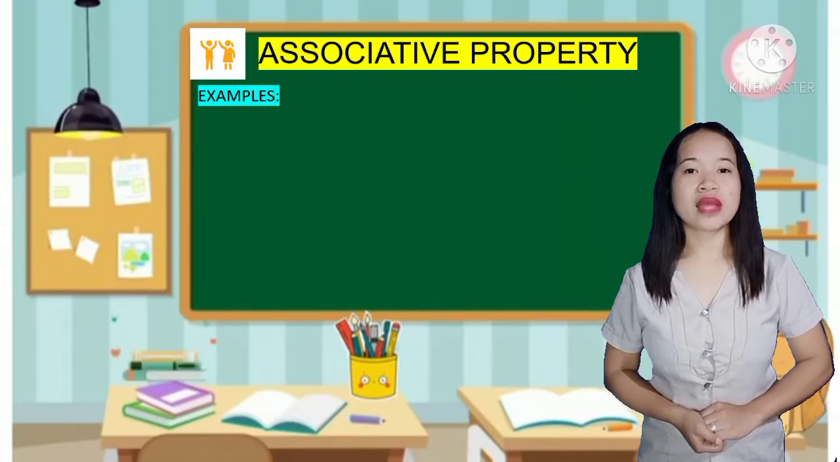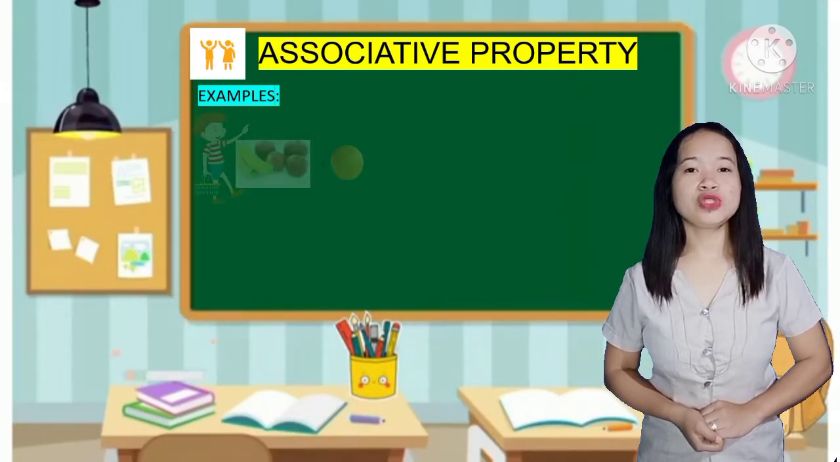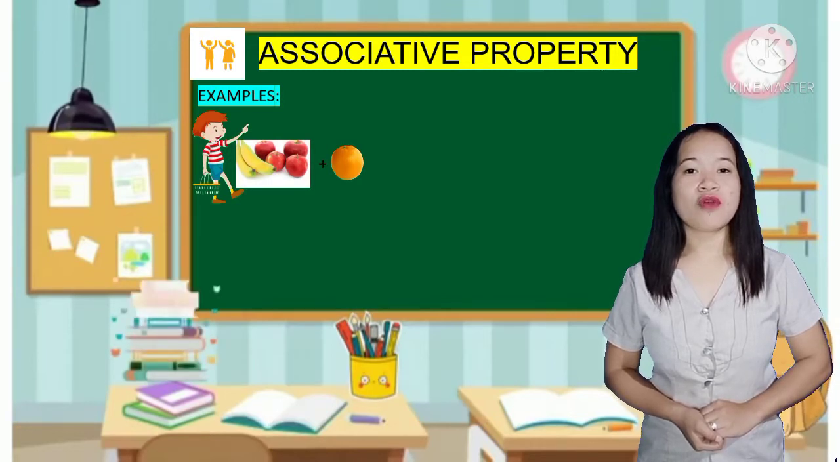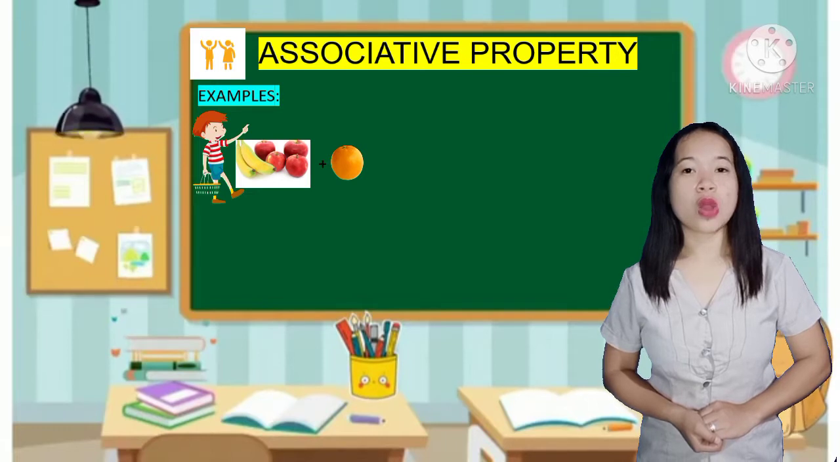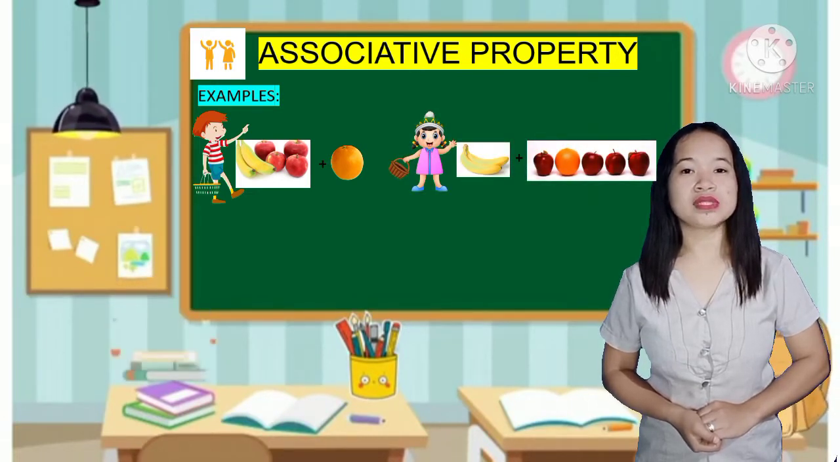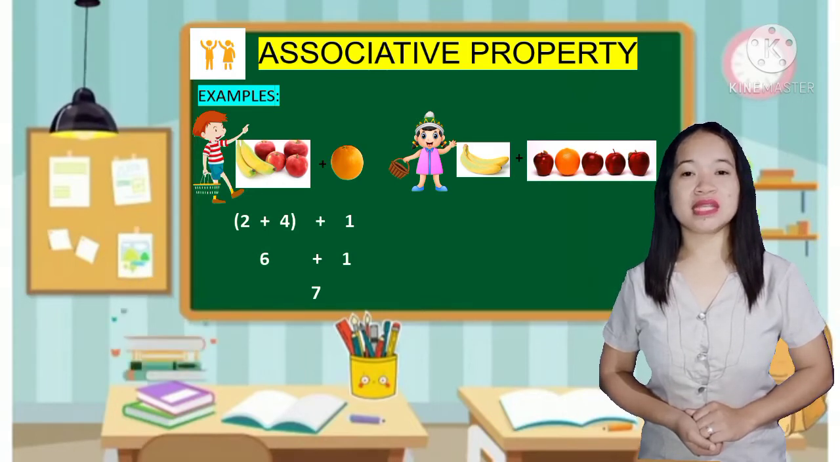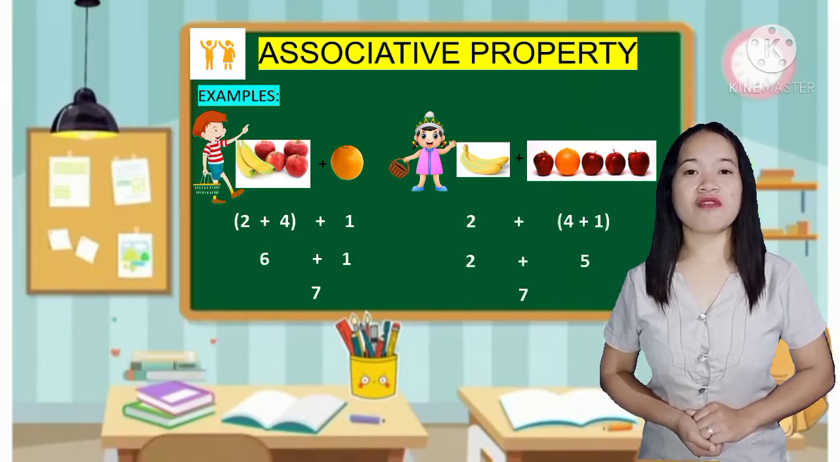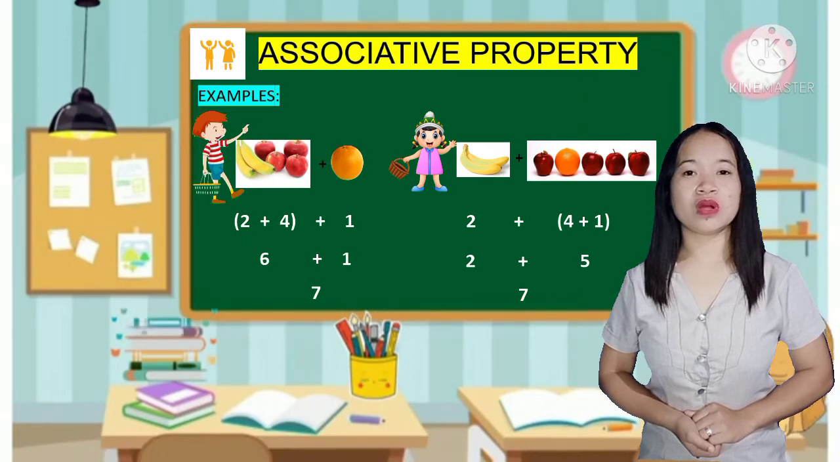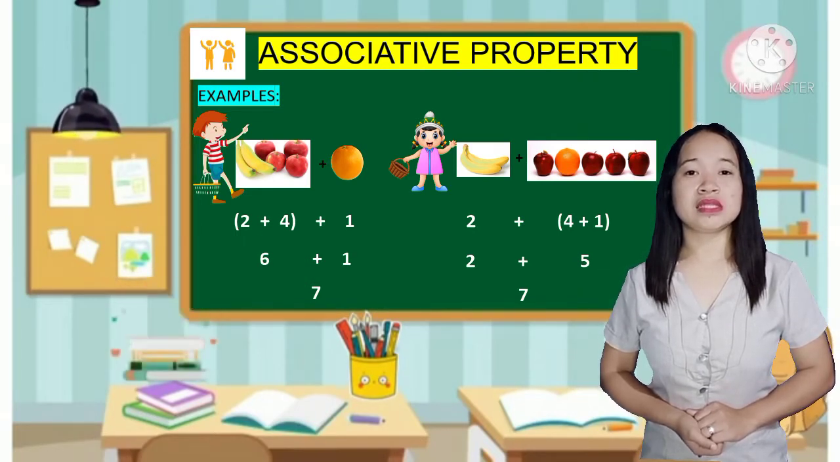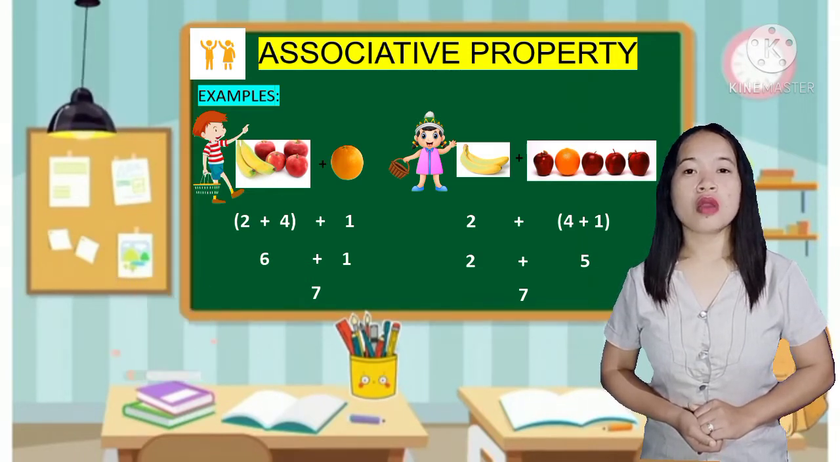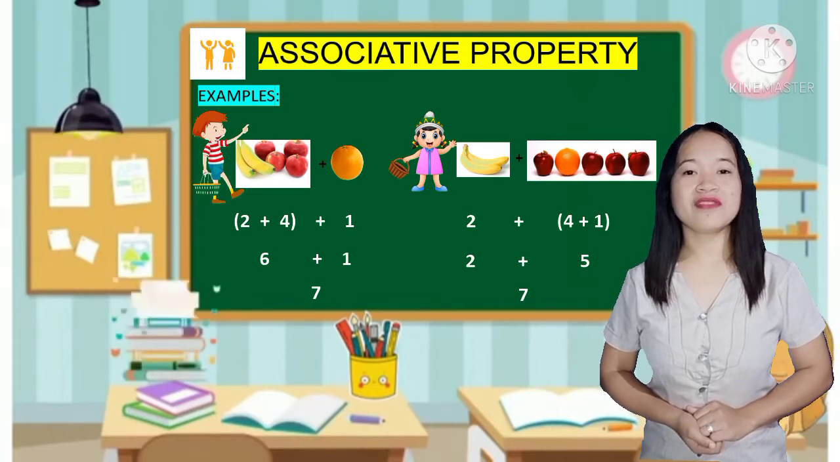Ben and his sister went to the mall to buy some fruits. Now, Ben chooses to buy 2 bananas and 4 apples with an extra of 1 orange, while his sister buys 4 apples and 1 orange with an extra of 2 bananas. So we have the quantity of 2 plus 4 plus 1 is equal to 2 plus the quantity of 4 plus 1. 2 plus 4 is equal to 6 plus 1 is equal to 7, while 2 plus the sum of 4 and 1, which is 5, we also have 7. Therefore, both Ben and his sister buy 7 fruits in all.